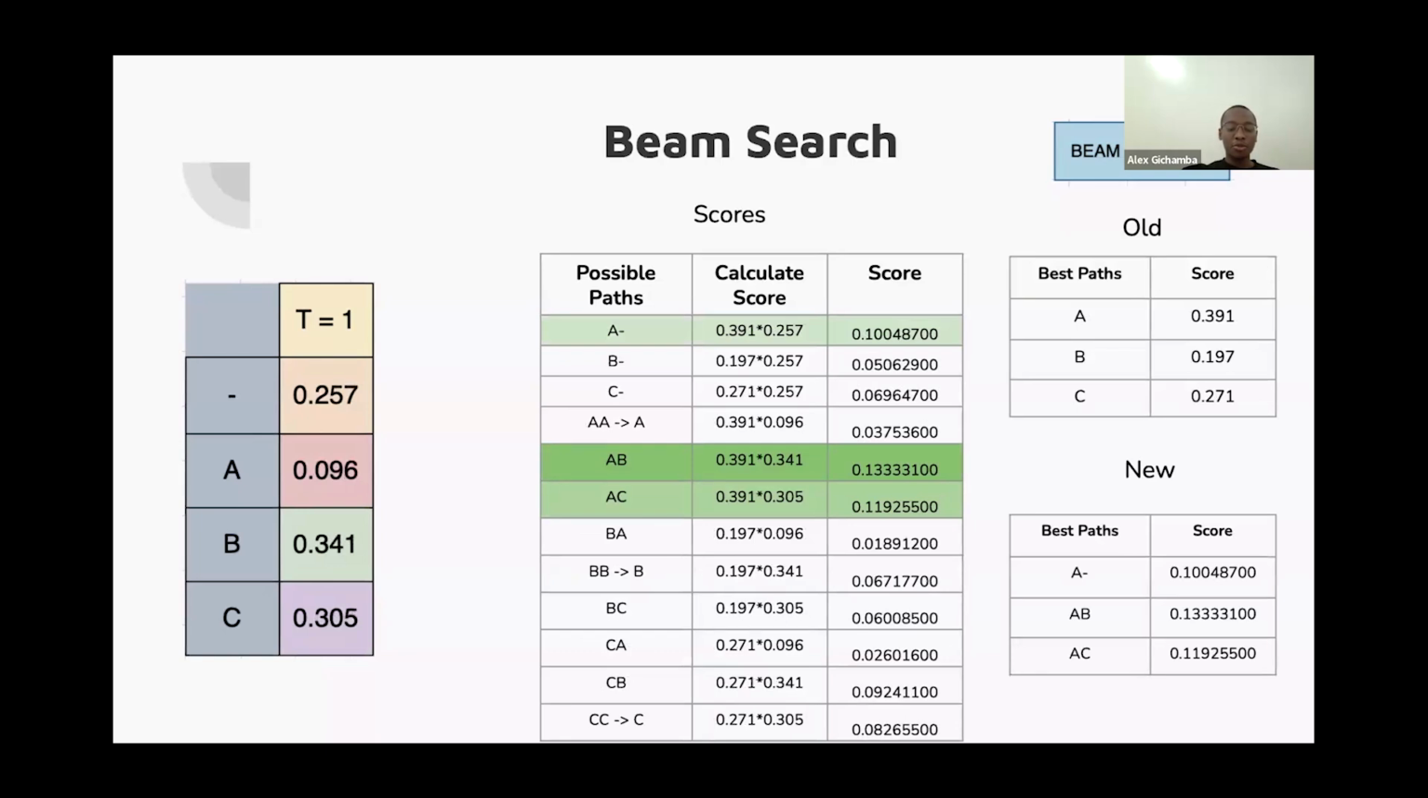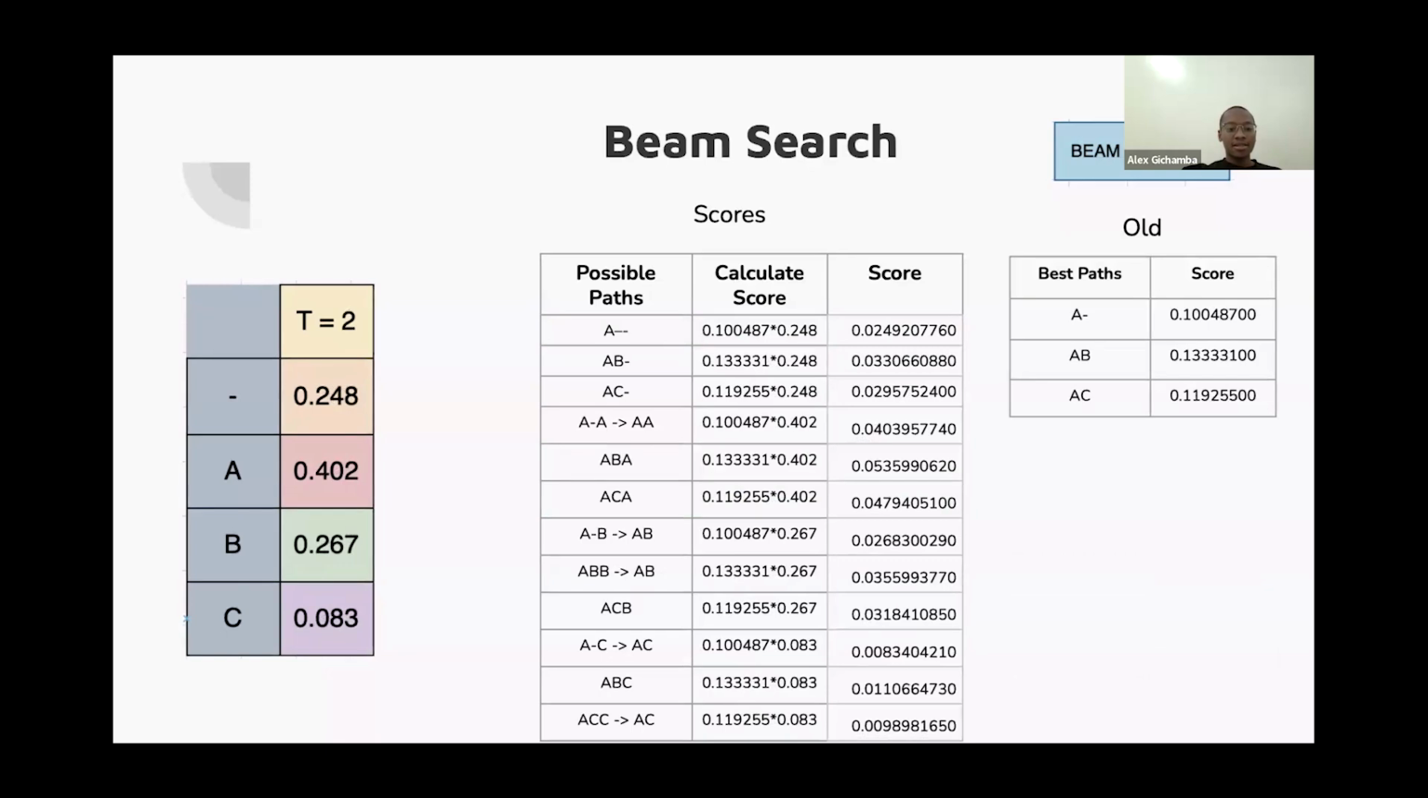And so here we've updated, on the bottom right, our new set, our new path. So we'll go now to the second time step, T is 2. So now we'll consider all of the best paths and then extend them with each of the possible symbols, right? So we had A blank as one of the best paths from the previous time step, and so we'll extend it with each of the symbols. So A blank blank, A blank something else, and so on. And then similar thing, compute the scores along that path, and then take the top 3.